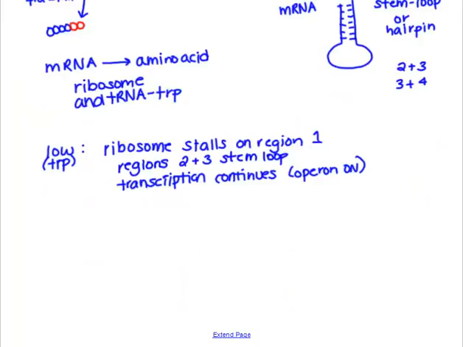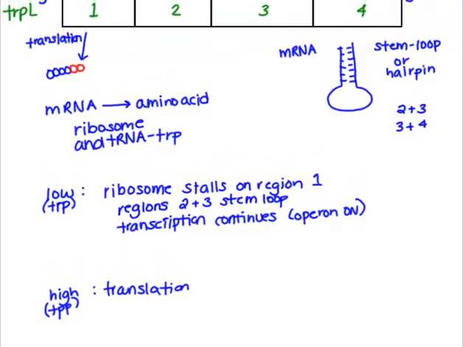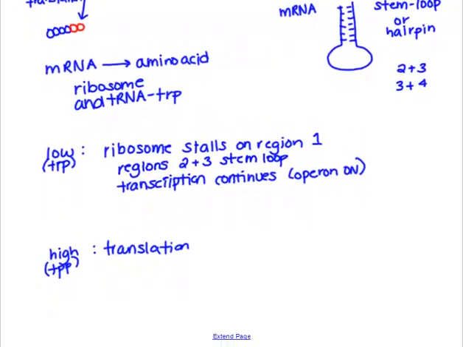Now, if tryptophan levels are high, translation of region 1 is going to be fast, right? Because the ribosome won't stall on these tryptophan residues, because there will be plenty of tRNA with tryptophan around. So translation is quick. And remember that transcription and translation in a prokaryotic cell, like a bacteria, can occur basically together. So right after transcription happens, a ribosome can come to the mRNA and start translating it.